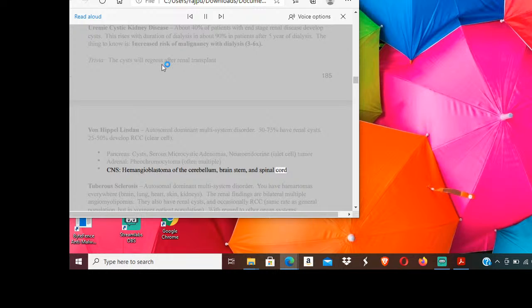Tuberous sclerosis is an autosomal dominant multisystem disorder. You have hamartomas everywhere: brain, lung, heart, skin, kidneys. The renal findings are bilateral multiple angiomyolipomas. They also have renal cysts, and occasionally RCC, at the same rate as the general population, but in a younger patient population.